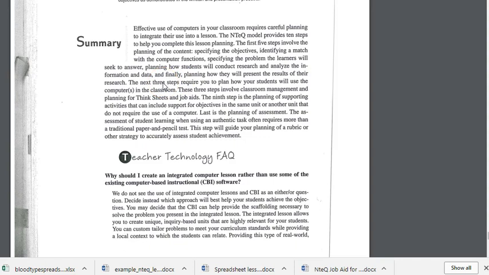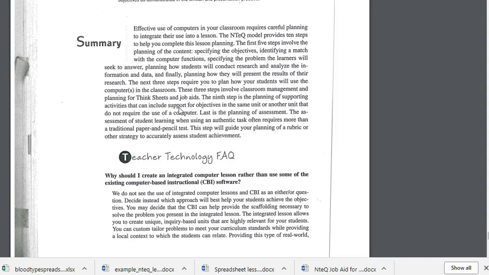The next 3 require you to plan how your students will use the computers in the classroom. These 3 steps involve classroom management and planning for think sheets and job aids. The 9th step is the planning of supporting activities that can include support for objectives of the same unit or another unit that don't require the use of a computer. And last is planning of the assessment.